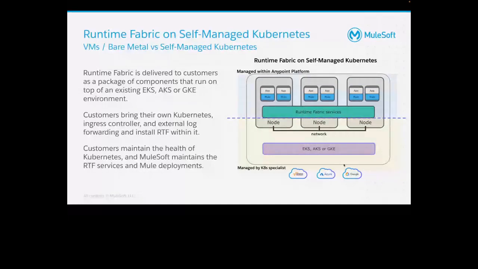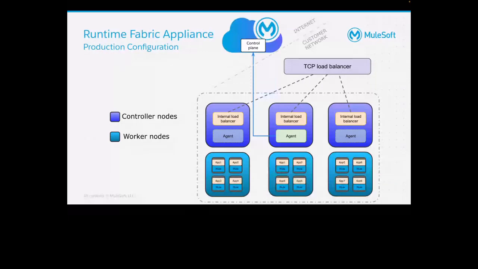Okay, so now we come to the actual architecture of this Runtime Fabric appliance. This is the Runtime Fabric appliance. This is not the self-managed one. We're talking of the appliance model here. You want to understand here, you have the control plane where you have your Runtime Manager, API Manager, through which you can control all your applications and their deployments.